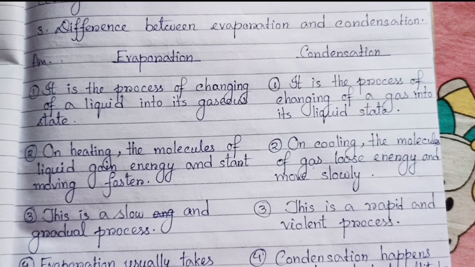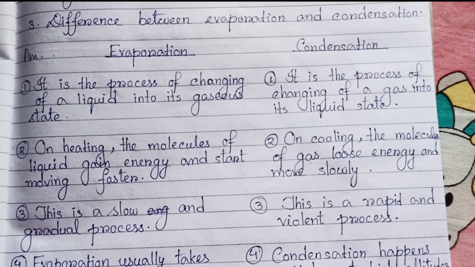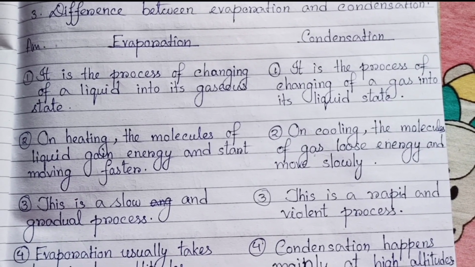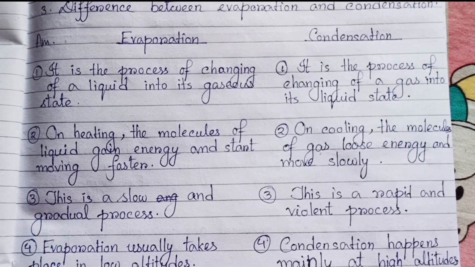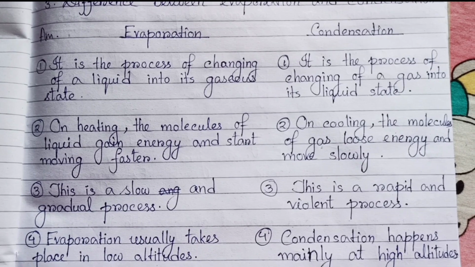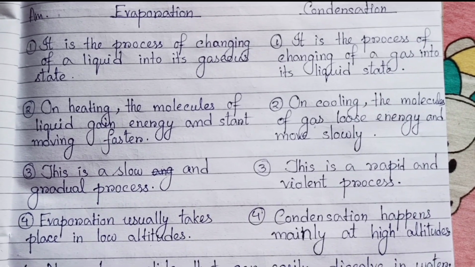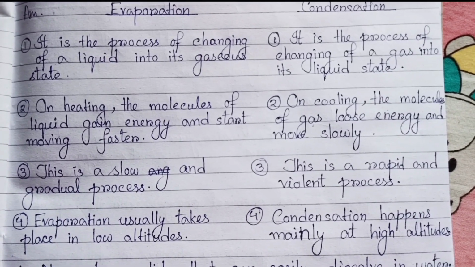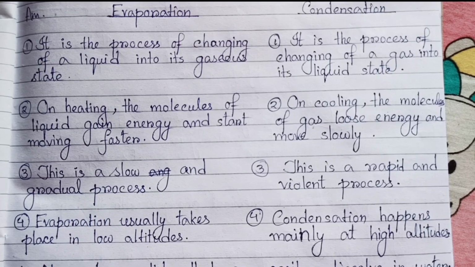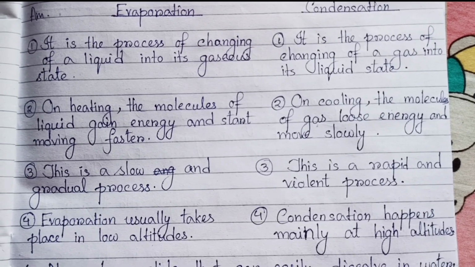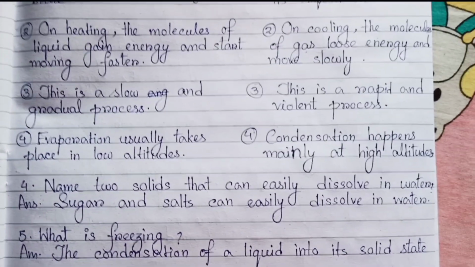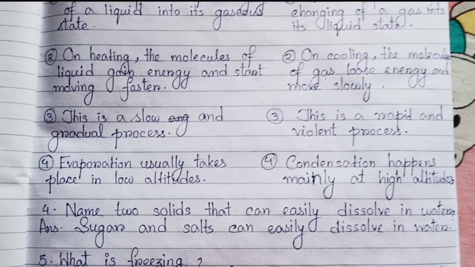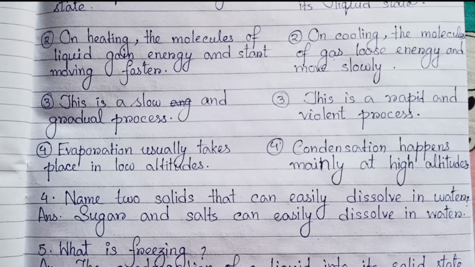Number 1, under evaporation, it is the process of changing of a liquid into its gaseous state. Number 1, under condensation, it is the process of changing of a gas into its liquid state. Number 2, on heating, the molecules of liquid gain energy and start moving faster. Number 2, on cooling, the molecules of gas lose energy and move slow. Number 3, this is a slow and gradual process. Number 3, this is a rapid and violent process.